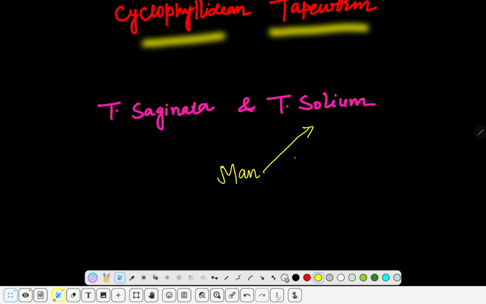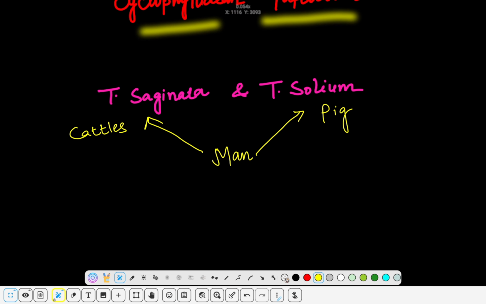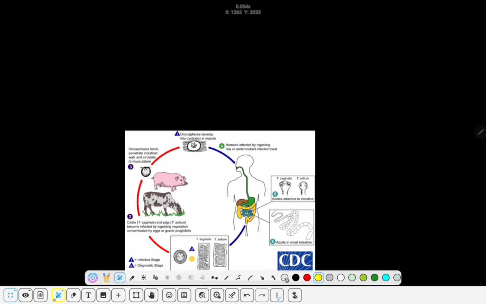In the case of Taenia solium, the intermediate host is the pig. And in the case of Taenia saginata, the intermediate host is cattle. That's why Taenia saginata is called the beef tapeworm, and Taenia solium is also called the pork tapeworm. Now we will explore how the life cycle of Taenia saginata and Taenia solium goes on.